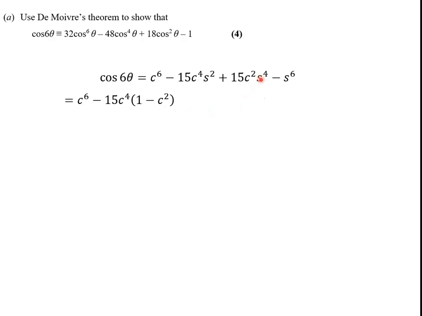Same with this one, but that's sine squared squared, so it's 1 minus cos squared squared. And then the last one, well, that's sine squared cubed, so it's 1 minus cos squared cubed. Then I've got to do a bit of algebra, so multiply some brackets out.